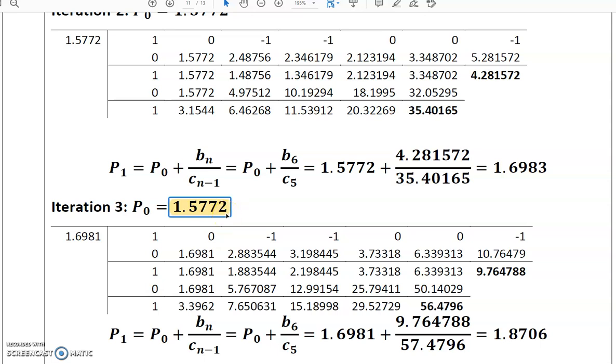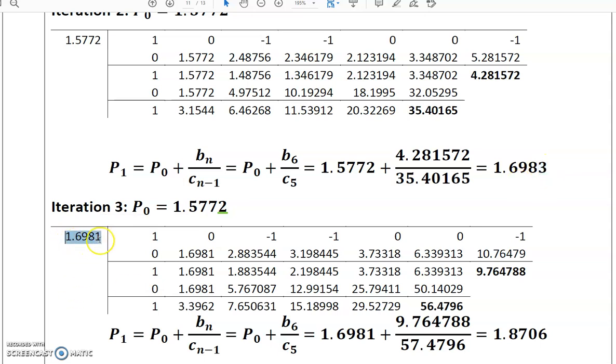This should not be 1.577. What should be written here? This value should be 1.6983, or rather, whatever that value is, sorry, 1.6981.